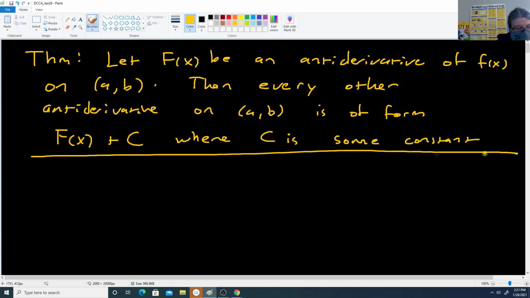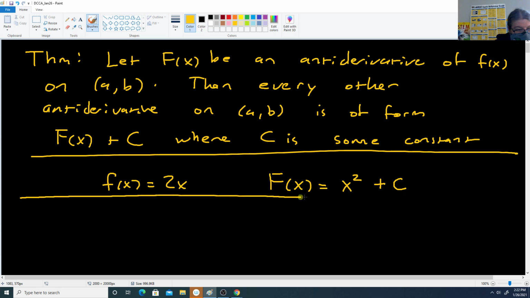So from the previous example, if we had f of x equal 2x, and we said capital F of x equaled x squared, then the general antiderivative would be x squared plus c. You would use a different number for c each time, but this would generate all possible antiderivatives of 2x. So these would be all possible functions that when you took their derivative gave you 2x. So we're going to go through and look at a couple of these.